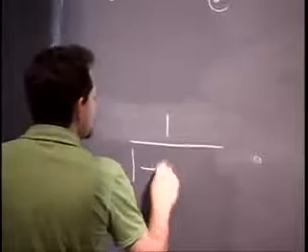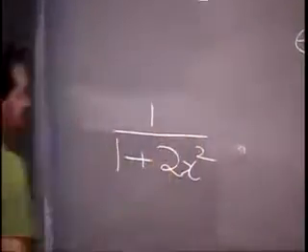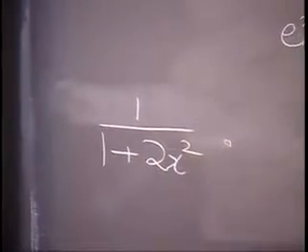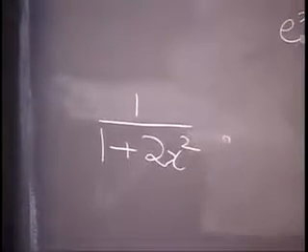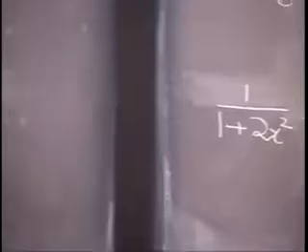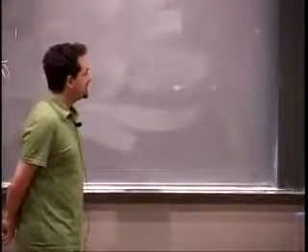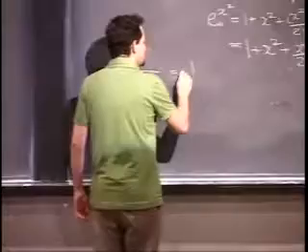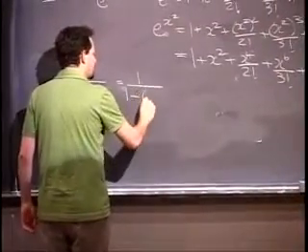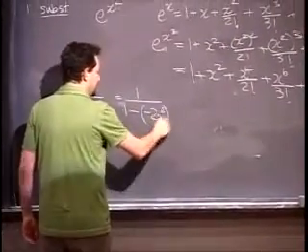1 over 1 plus 2x squared. Well, I look at this and I say, which one of my standard series does it look like? Well, clearly the fourth one, the geometric series. Problem is, it doesn't really look like it. It almost looks like it. I'm going to have to think of this as 1 over 1 minus quantity minus 2x squared. Then it looks like it.